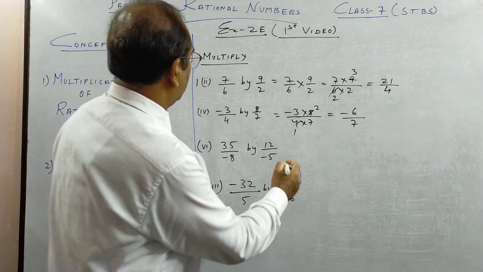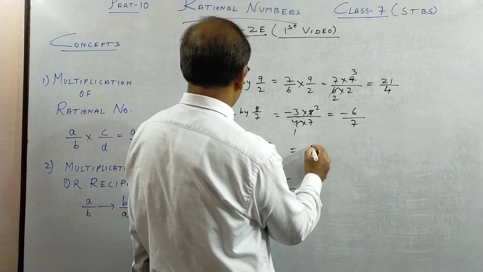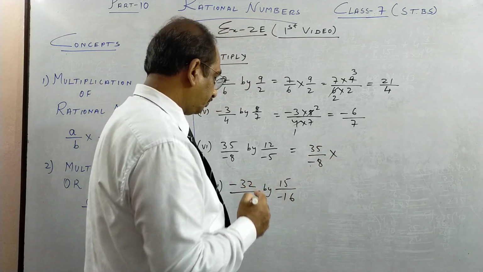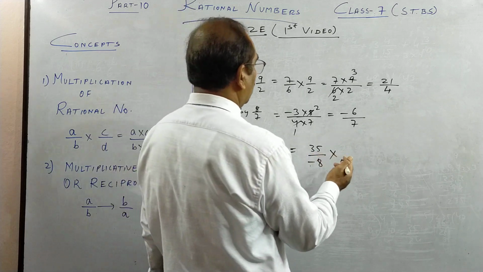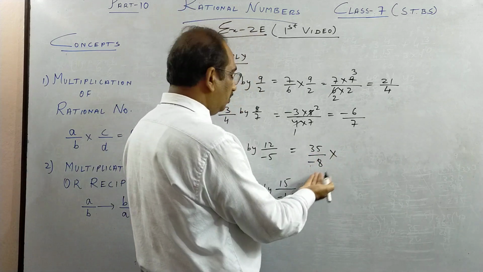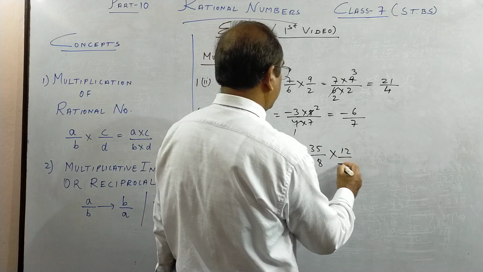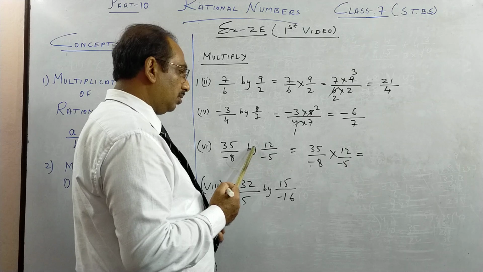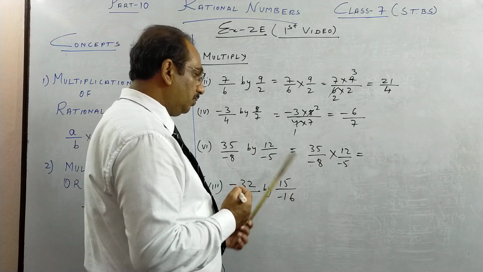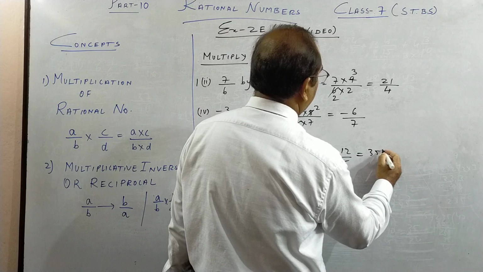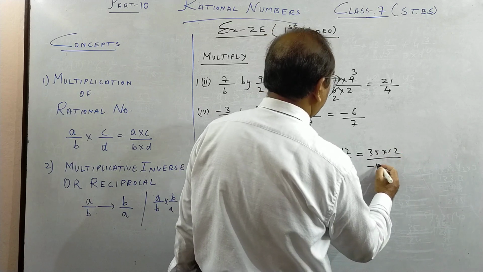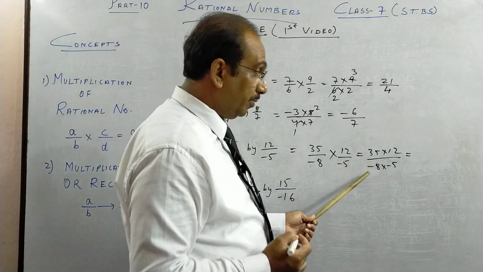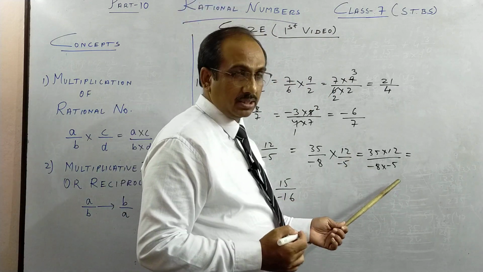Now the third one, children, is 35 by minus 8 into 12. One step you can directly do. As a first step, you write it as a by b into c by d. Second step, we do numerator with numerator and denominator with denominator. Here you also see the denominator minus, minus will become plus.